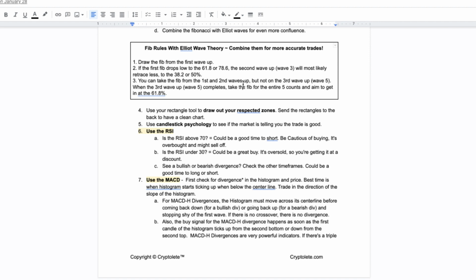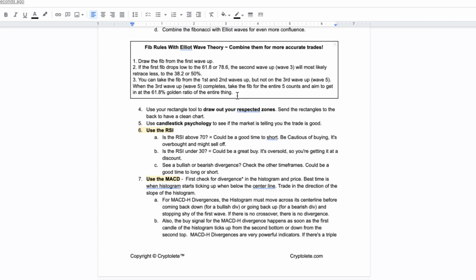5 counts and aim to get in at the 61.8 golden ratio of the entire thing. Okay, I will explain what this means. I know this is just a bunch of gibberish right now, but I'll explain what this means when I do it. And actually, what I'm doing is I'm going back through my course and I am redoing this. So I'm basically redoing it for my course, and so I'll put up a lot of new videos very soon about all of this.